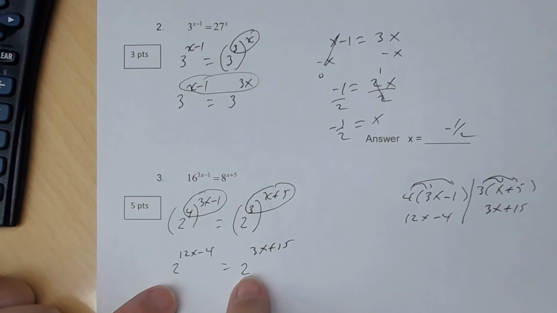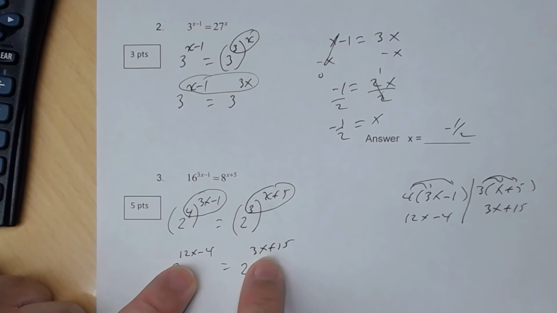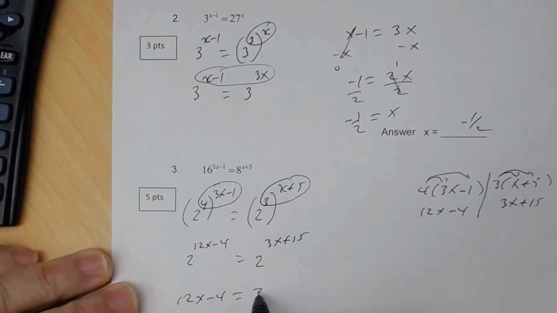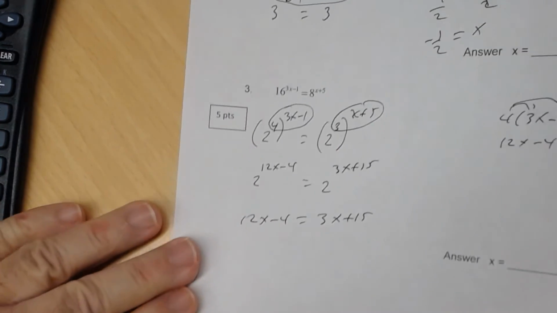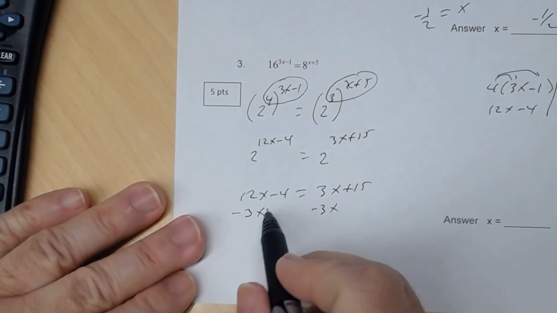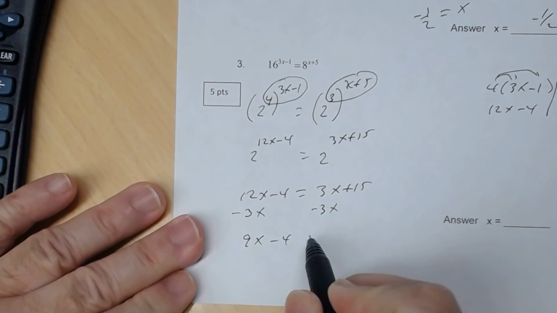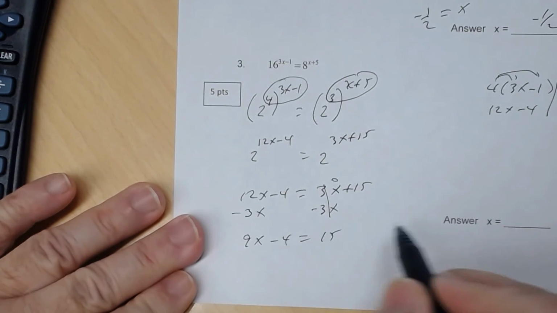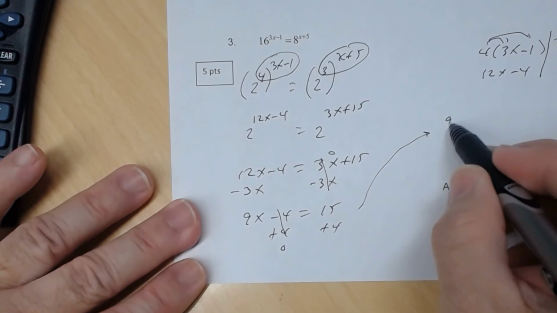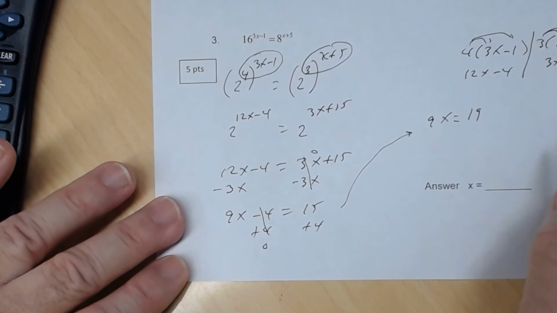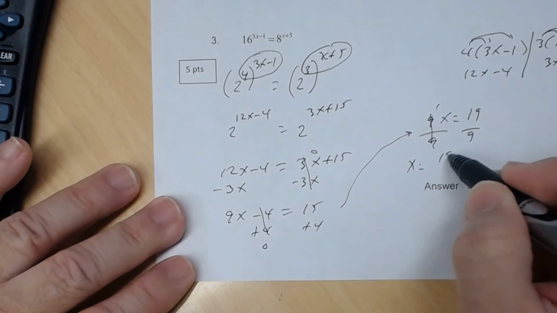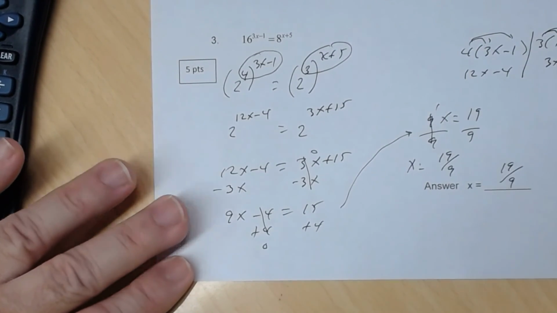Okay, so now the base is the same, so now the exponents have to be the same. So I'm using the one-to-one property for exponents. So then I'm going to say 12x minus 4 equals 3x plus 15. And then I'm solving this linear equation, so subtract 3x on both sides. So 12x minus 3x is 9x minus 4 equals, this is 0, plus 15. And then adding 4 to both sides and combining like terms, I get 9x equals 19. And then I divide both sides by 9, and so I found x to be 19 divided by 9. Okay, so there's your solution.